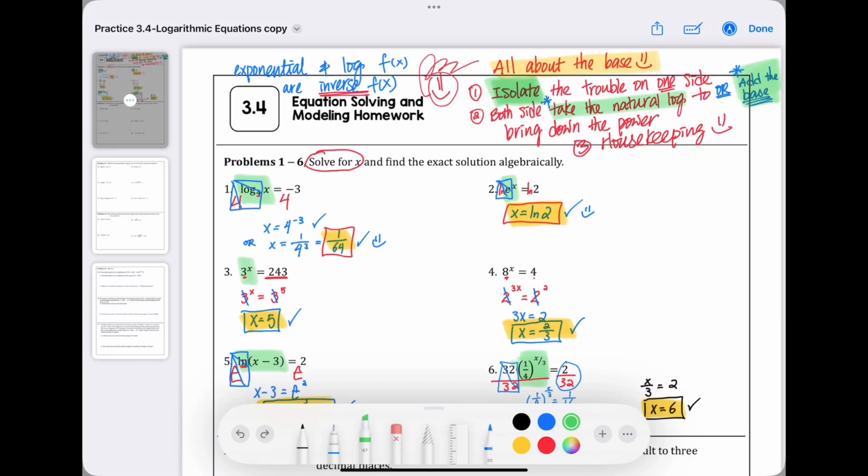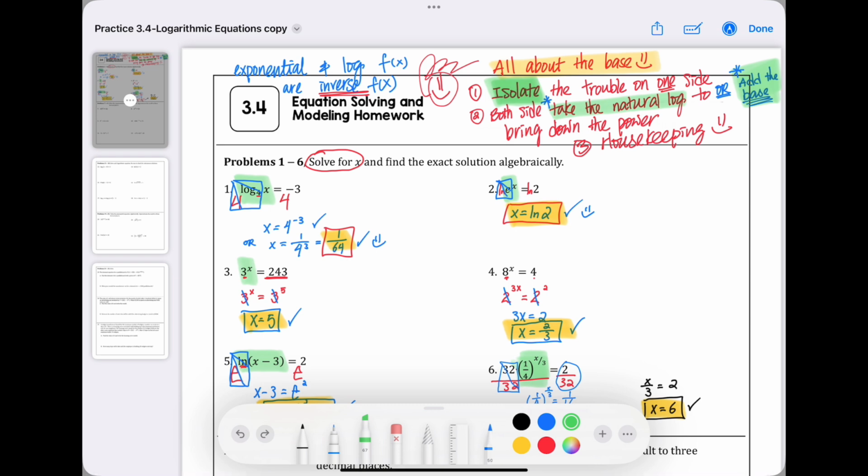Alright, in this video, we continue solving the exponential function or log function. So it's all about the base. Remember, step 1, we're going to isolate the trouble on one side. And step 2, based on the given, you're going to take the natural log on both sides to bring down the power, then do the housekeeping, or you're going to add the base to cancel out the base, and then do the housekeeping.